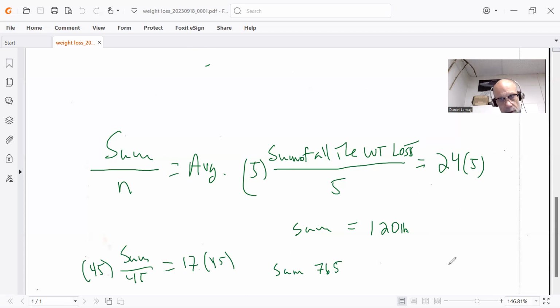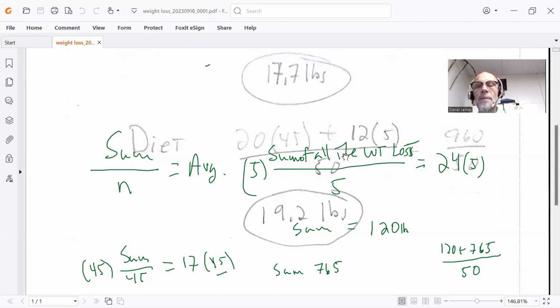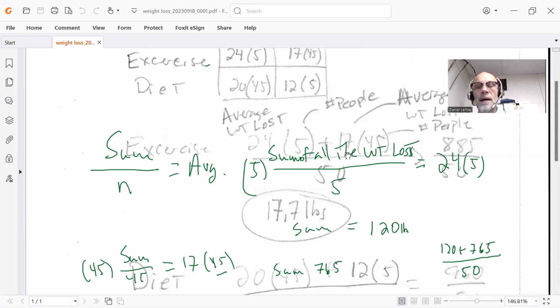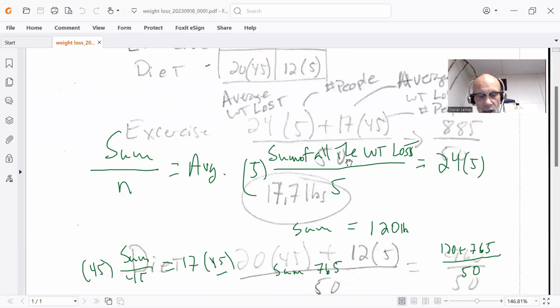Now, if I want to find the average across the whole category, remember, we want the sum of all the weight loss. So we're going to take the 120 pounds plus the 765 pounds. And there's 50 people here. You understood that? There were 45 in this group and 5 in that group. So we'll divide that by 50. And that's how I came up with the 17.7 pounds.